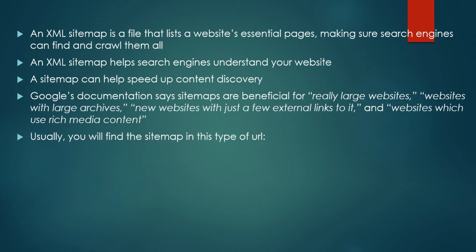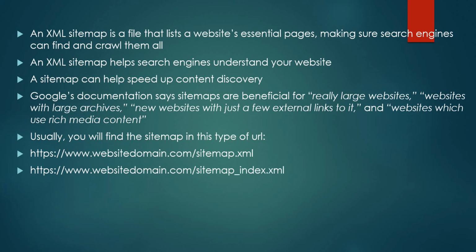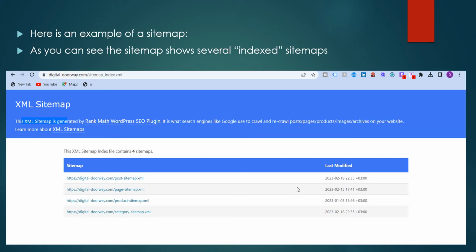So usually you will find the sitemap in this type of URL: www.yourdomain.com/sitemap.xml or www.yourdomain.com/sitemap_index.xml. In either of these, if you open a new tab and write your domain /sitemap.xml or /sitemap_index.xml, in either of these two cases, you will find your sitemap. So this is how a sitemap looks.